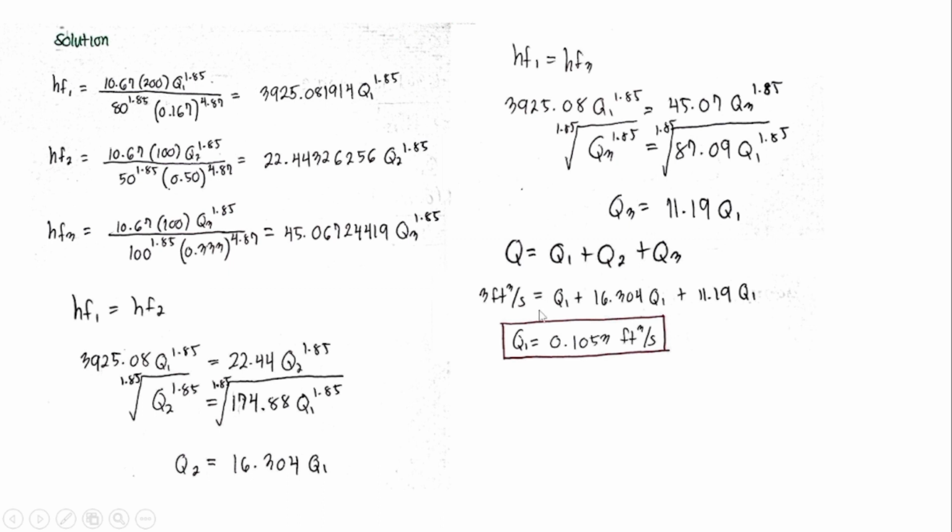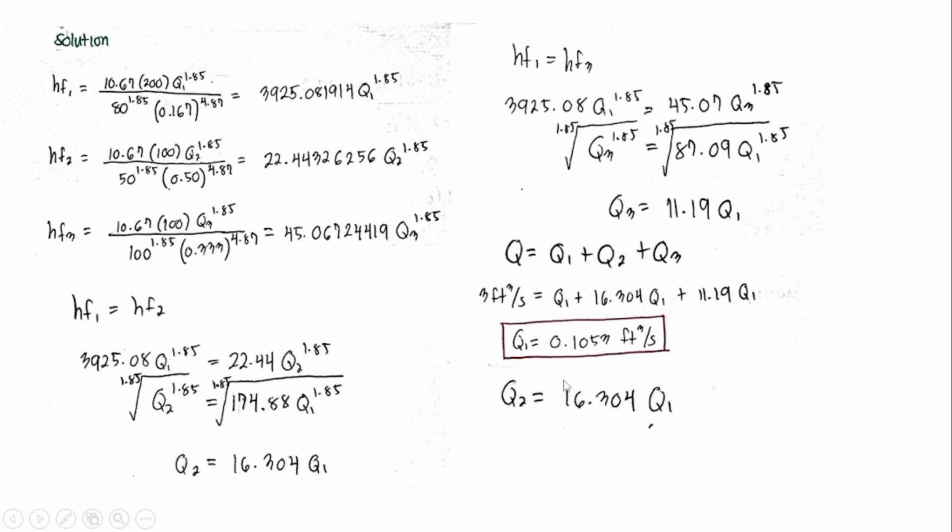So since we are given the total discharge, which is equal to 3 cubic feet per second, we can now solve for our Q1. So 3 cubic feet per second is equal to Q1, and we have the value for Q2, which is equal to 16.304 Q1, plus Q3, which is equal to 11.19 Q1. Then we can solve for Q1, which is equal to 0.1053 cubic feet per second.